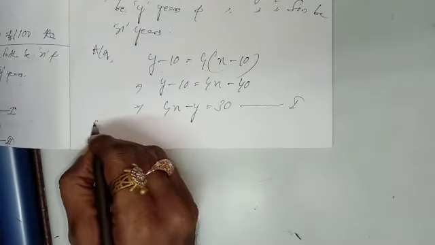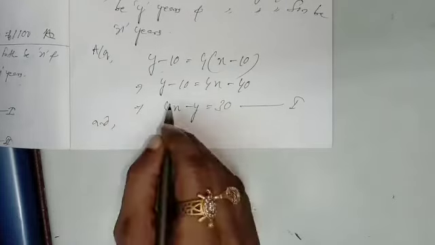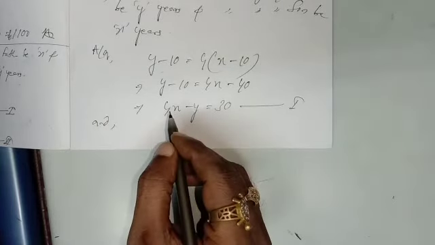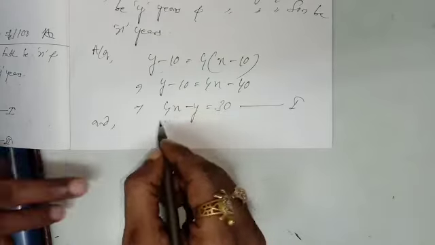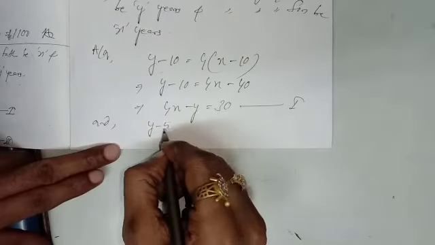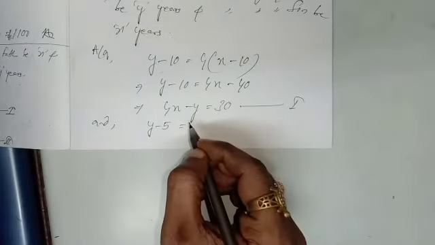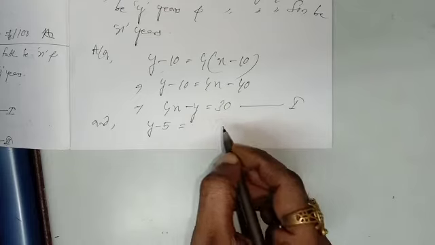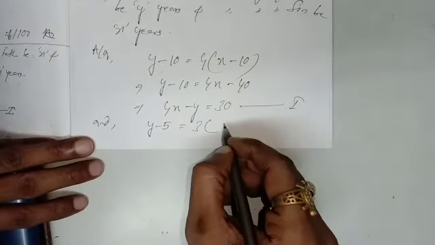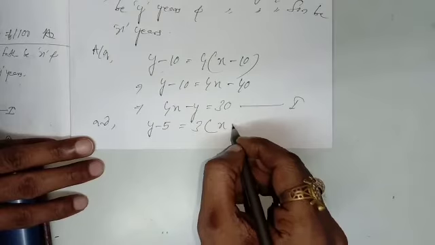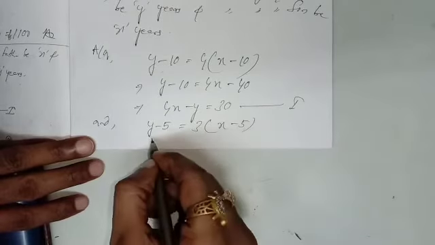And the second equation is given: 5 years ago, means y minus 5. 5 years ago, the father was 3 times the son, that means x minus 5. 5 years ago means minus 5.